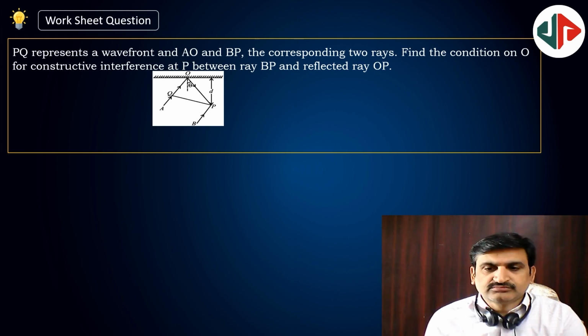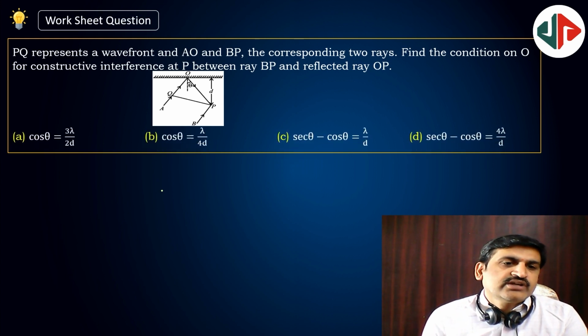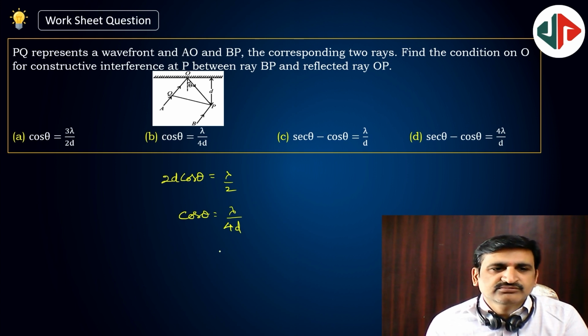In order to have that, the rays should come to P in a constructive way. So 2d cos theta is equal to lambda by 2 because one reflection is taken at O. So not n lambda, lambda by 2 only. So cos theta is equal to lambda by 4d. So the option will become B from simple geometry.